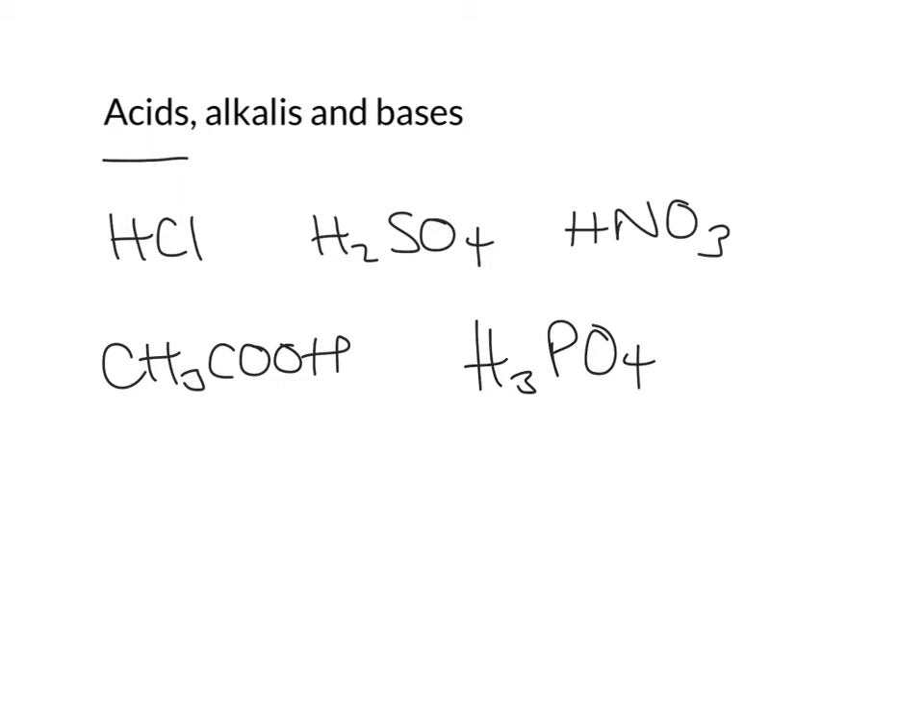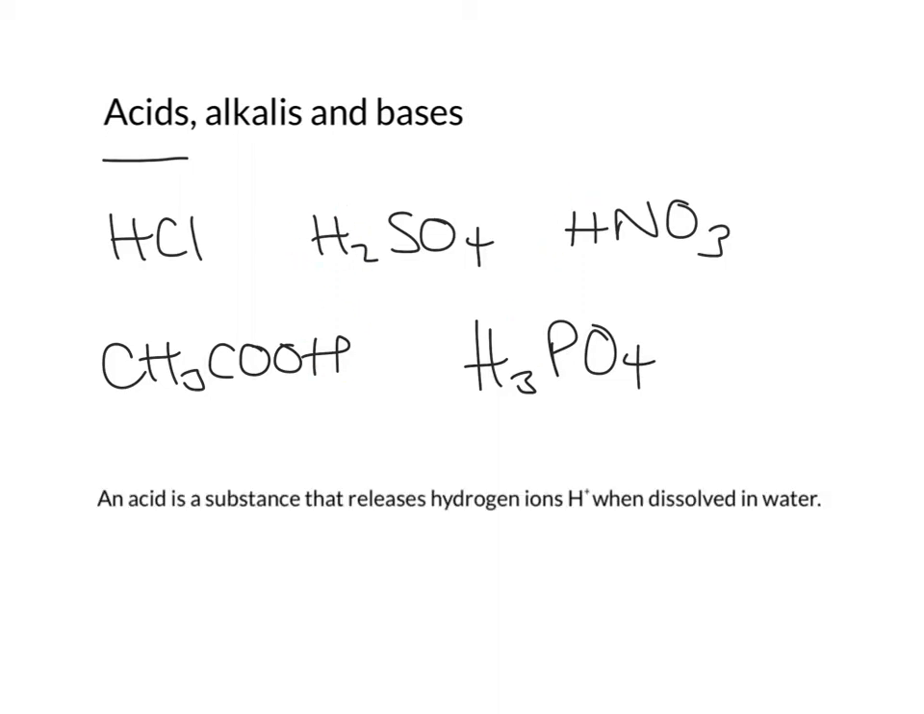What makes them an acid? Well, notice they all have hydrogen. In fact, the definition of an acid is a substance that releases hydrogen ions when dissolved in water. We need to look at how we can write ionic equations to show this.